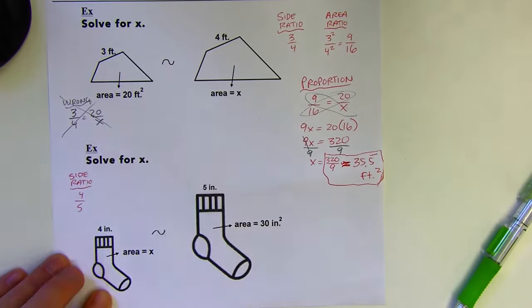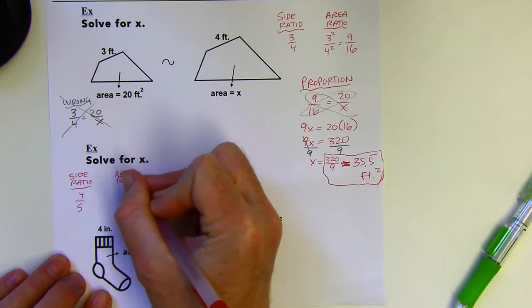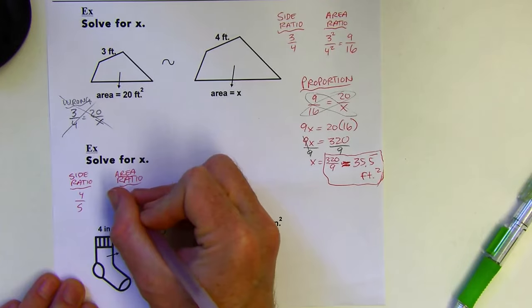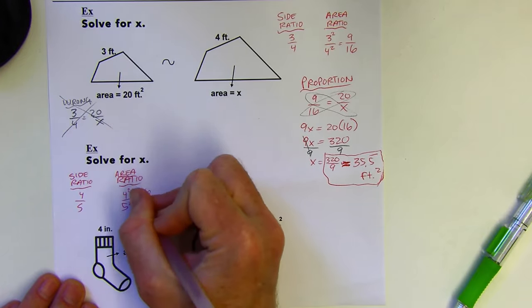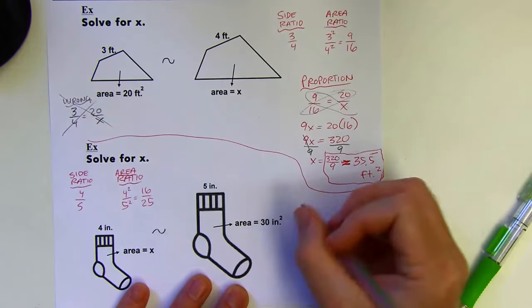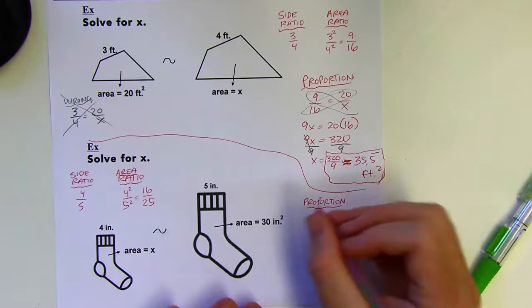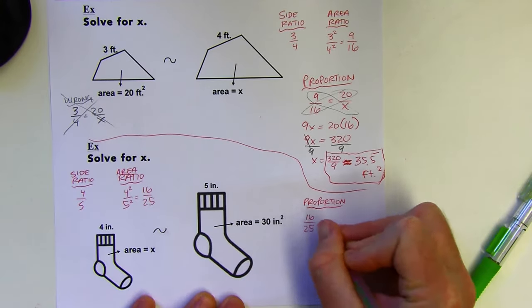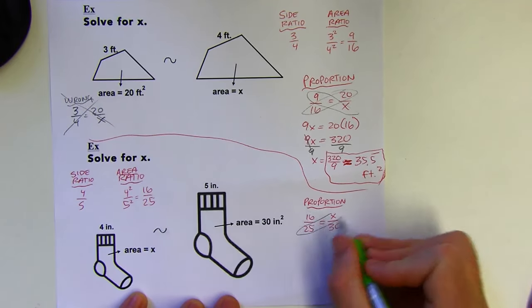From that, I can find the area ratio. So you have to do this step first. If you just say 4 is to 5 as x is to 30, you'll get the wrong answer. So I'm going to square the side ratio. That would give me 16 to 25. Now I can write my proportion. Since I'm looking at two areas, I want to say 16 is to 25 as x is to 30. And then I just cross multiply my way to success.